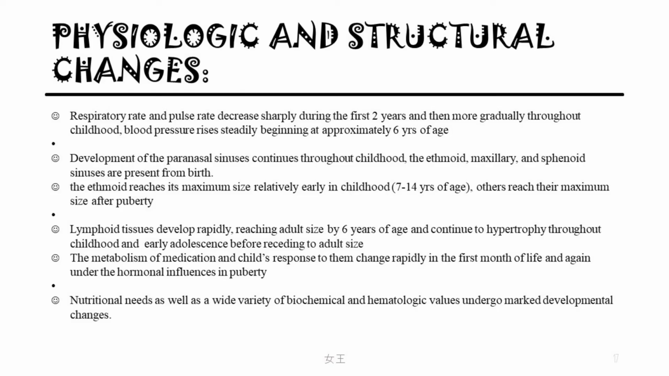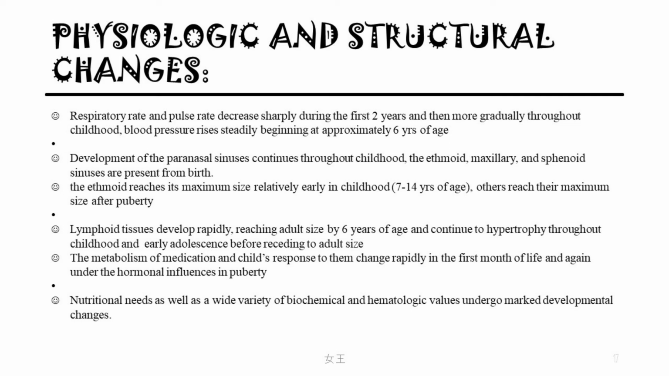Physiologic and structural changes. Respiratory rate and pulse rate decrease sharply during the first 2 years and then more gradually throughout childhood. Blood pressure rises steadily beginning at approximately 6 years of age. Development of the paranasal sinuses continues throughout childhood. The ethmoid, maxillary, and sphenoid sinuses are present from birth. The ethmoid reaches its maximum size relatively early in childhood, 7 to 14 years of age. Others reach their maximum size after puberty.